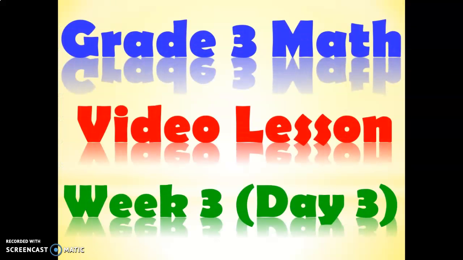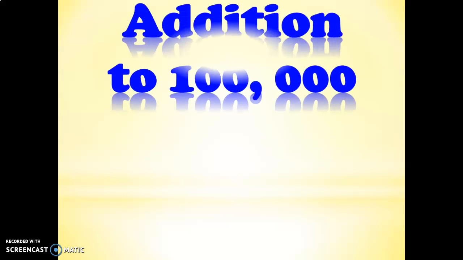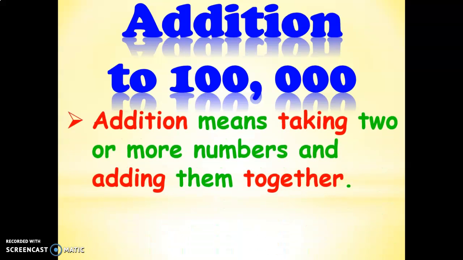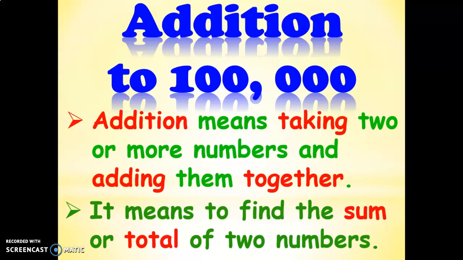This is Grade 3 Math video lesson for Week 3, Day 3. Today we are still learning about addition of numbers. So this is still about addition to 100,000. Let's have a review about the meaning of addition. Remember that addition means taking two or more numbers and adding them together. It also means to find the sum or total of two numbers.